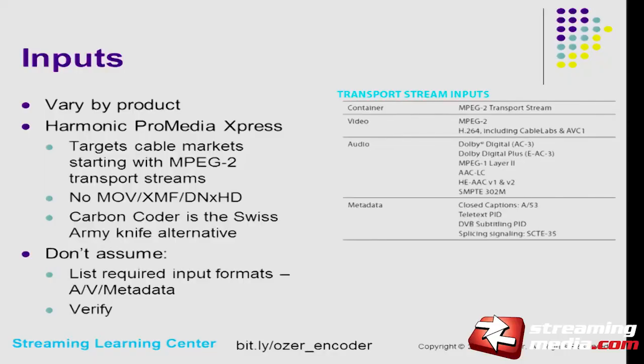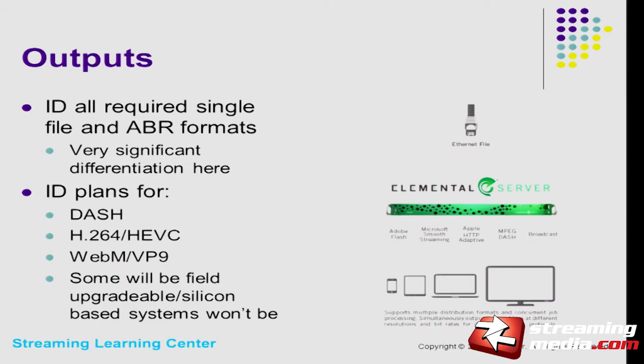The ProMedia Express is so focused that you can't output an MP4 file. All you can output is HLS, Smooth Streaming, and HDS, and Dash will come. So again, don't assume. I was shocked. Every encoder in the world outputs an MP4 file, but their customers don't need it for that product, so they don't support it. So identify all the required single file and adaptive bitrate formats, and again, there's going to be a lot of difference. Not everybody supports HLS, not everybody supports HDS, and then I think you really need to ask, what are the company's plans for Dash?